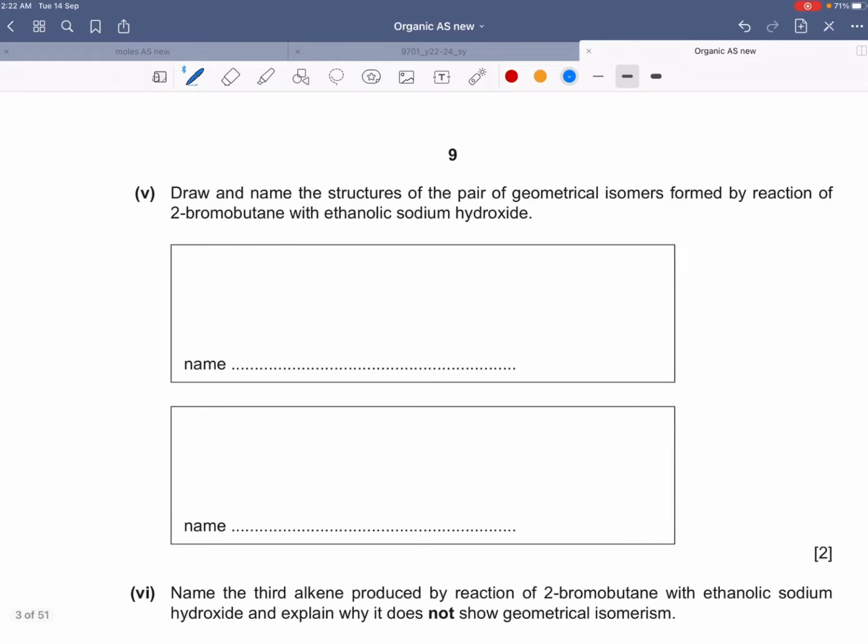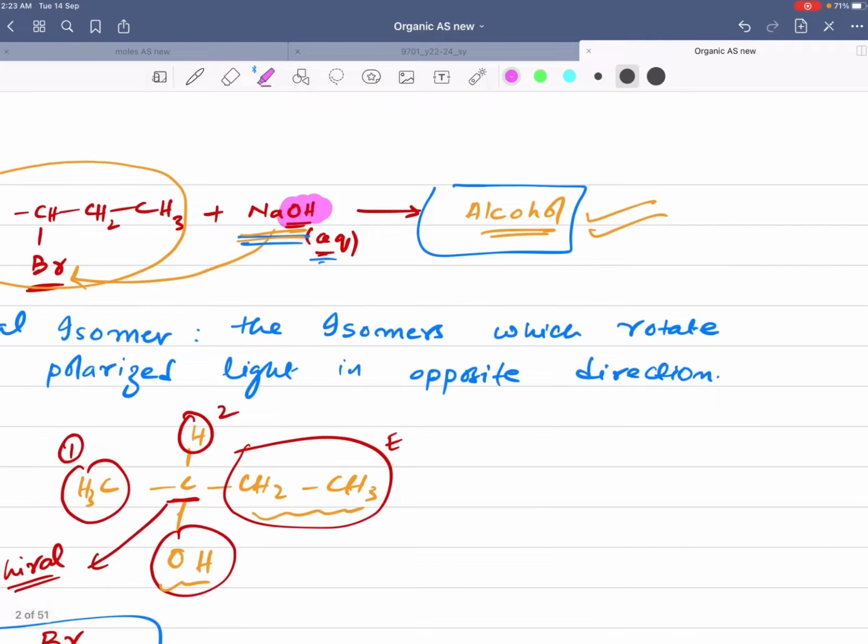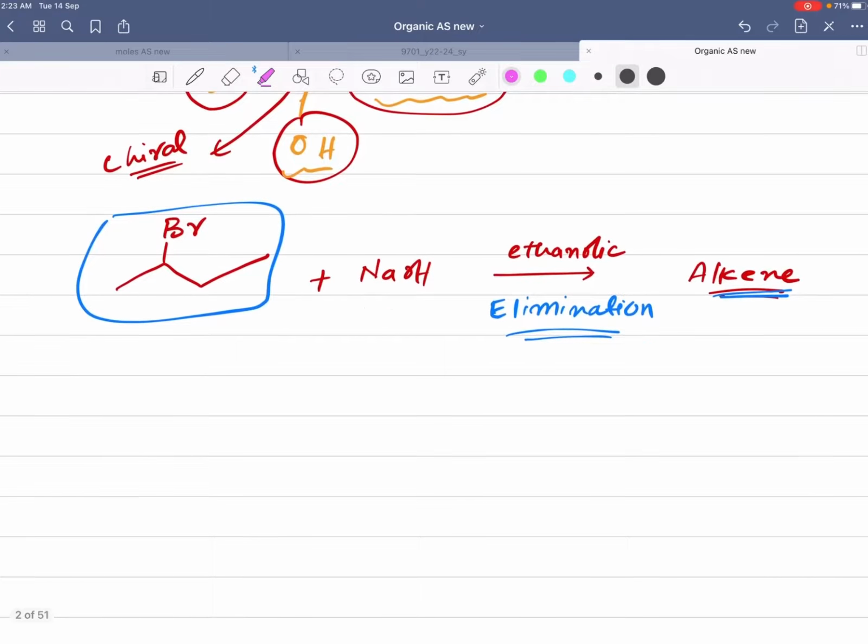This was our rough work. Draw and name the structure of the pair of geometrical isomers. They've told us that three different types of alkenes would form, two of which are geometrical isomers. So we have to draw and name the structures of the pair of geometrical isomers formed by the reaction of 2-bromobutane with ethanolic sodium hydroxide. Right, so we have this 2-bromobutane. This is our 2-bromobutane. Let's just work out what kind of alkenes we would get.